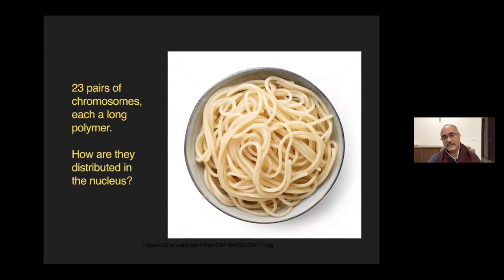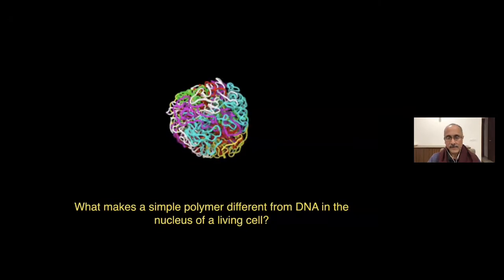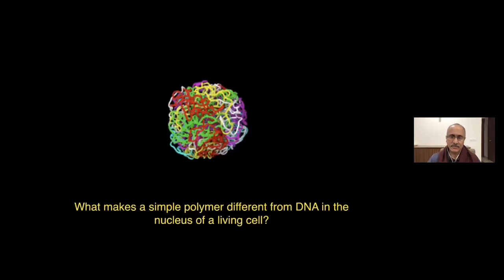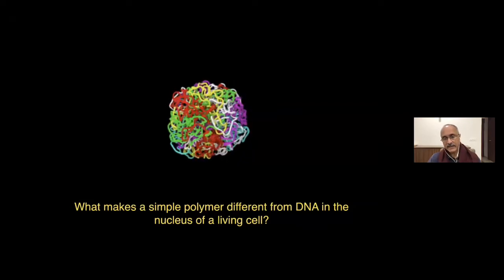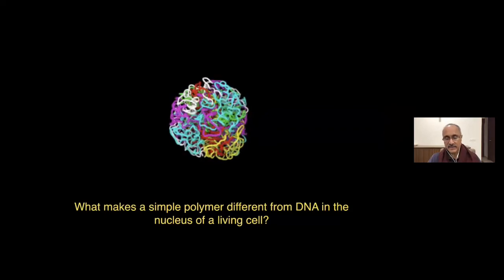One way of thinking about it is that they are distributed according to the picture that you see here. You see these molecules, they're long, they're extended. This is a cartoon picture, a sort of noodle analogy of what might be happening inside the nucleus. And then the question is, is it just a noodly mix, something that looks like this? Or is there any more structure that is superimposed on top of this? Again, what makes a simple polymer, or 23 pairs of simple polymers, different from DNA in its natural milieu in the nucleus of a living cell?